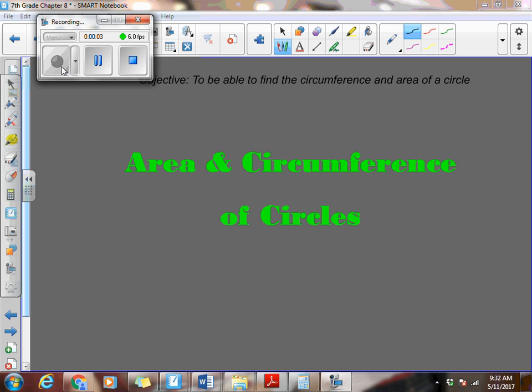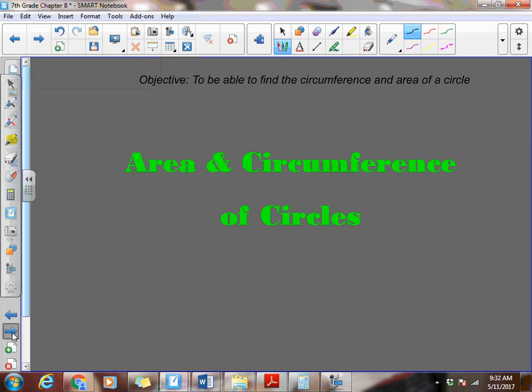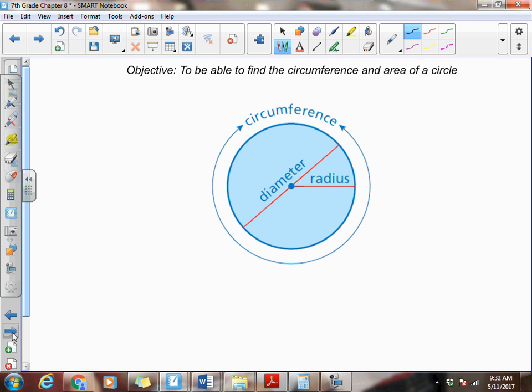Your goal while watching this video is to learn how to find the circumference of any circle and the area of any circle. Quick refresher on a few terms we use when we're talking about circles. The diameter is the distance across the circle, and it must go through the center. And then the radius is half of the diameter. So the radius goes from an outer edge of the circle to the center of the circle.